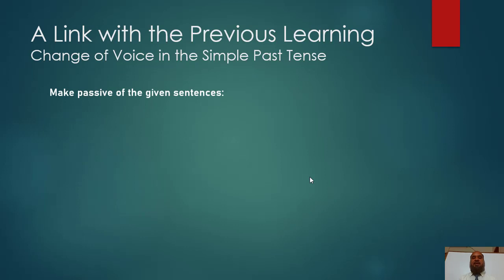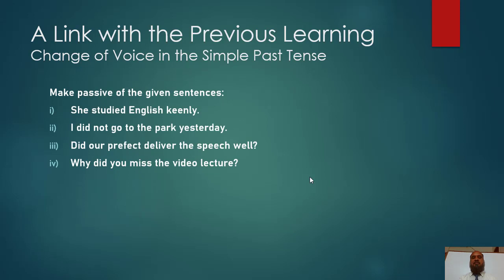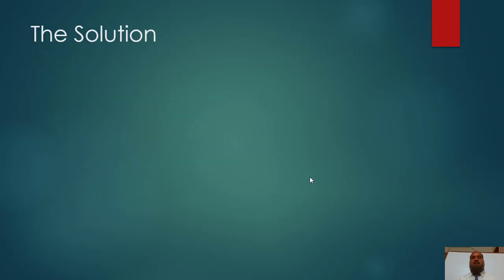Now we are making a link with the previous learning of change of voice in the simple past tense. Now make the passive of the given sentence. The solution. Students, again you will write the solution of the given sentences in your notebook and then compare the given solution. Again you are making the passive of the past indefinite of the given sentences one by one.